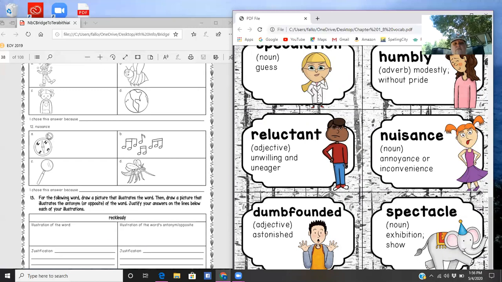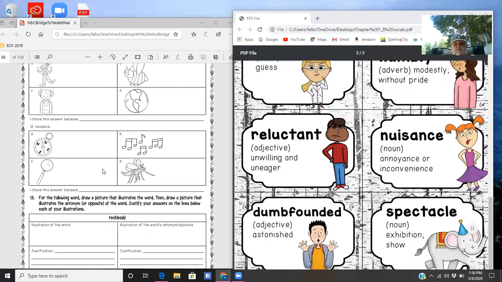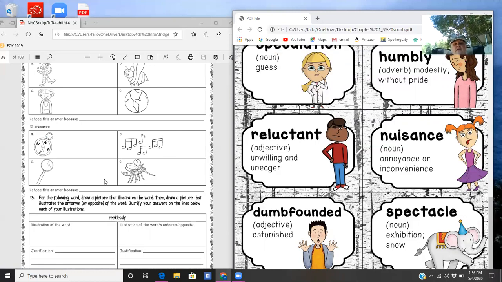Look at number 12. Number 12, the word is nuisance. And on our vocabulary cards, we can see nuisance means an annoyance or an inconvenience. So which one of these pictures might possibly be a nuisance or an annoyance? A, B, C, or D? And then you're going to fill in the blank and finish the sentence. I chose this answer because. Why did you pick that picture?